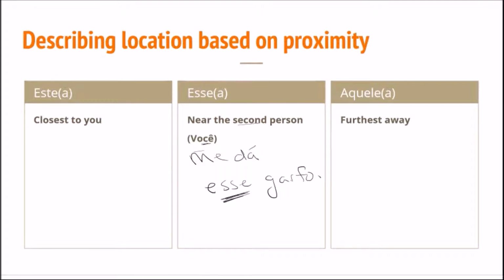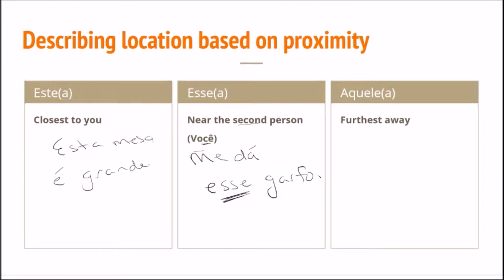Este or esta would mean that you were talking about something that is closest to you, to the person talking. Let's make it even easier. Esta mesa é grande. This table is big. So if you're sitting at a table, right? Say you're in a furniture store, right? Esta mesa é grande. Esta aqui. The closest one to you, right?